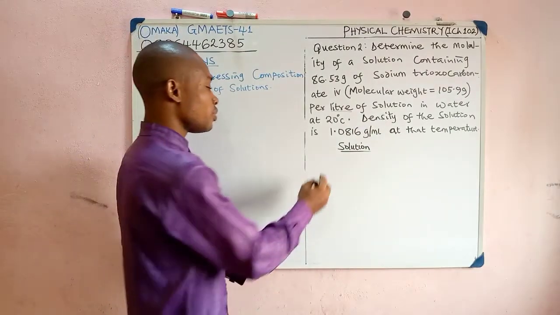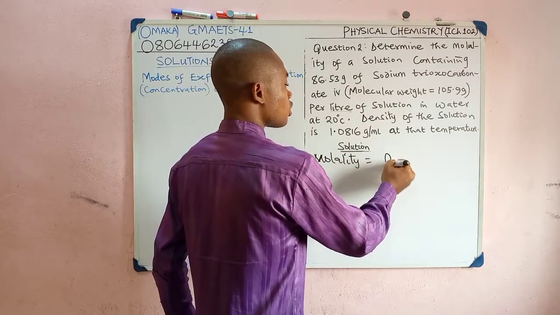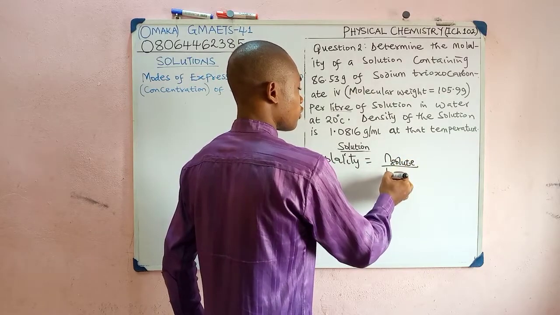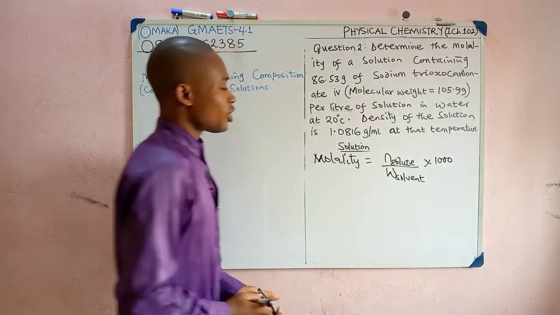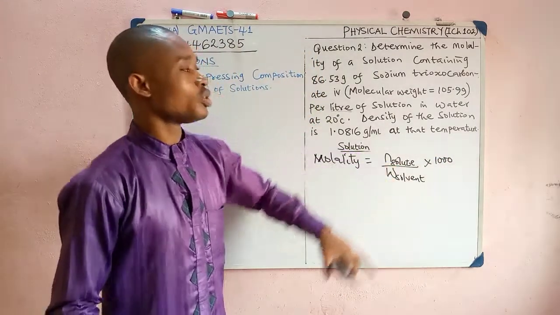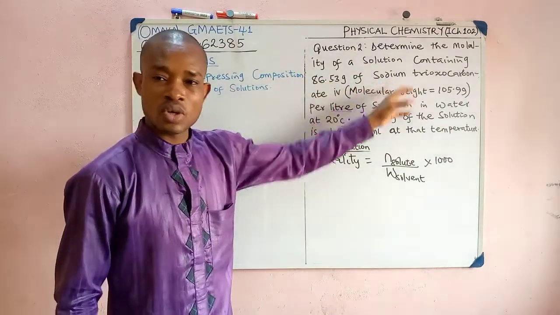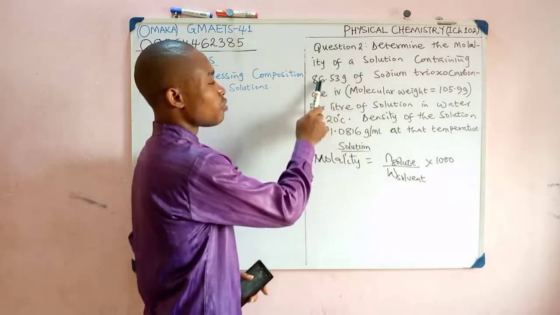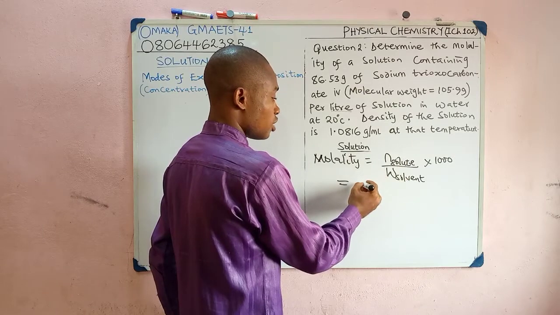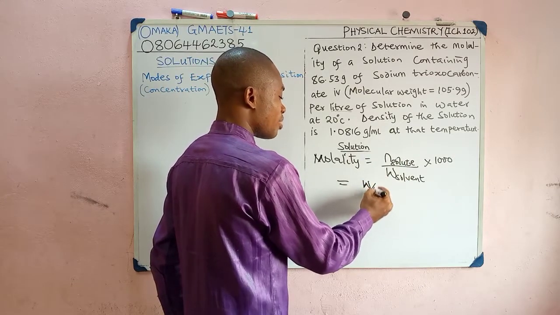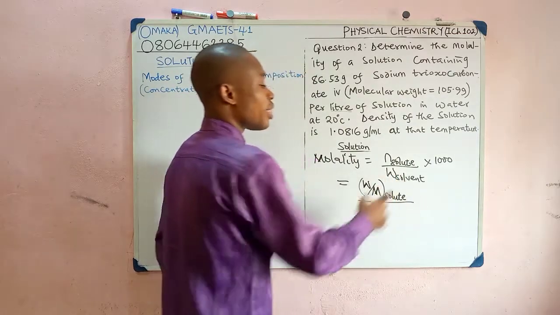Now, how do we solve this problem? You quickly need to recall your molality formula. You would recall that molality is the number of moles of the solute divided by the weight of solvent, then you multiply by 1000. The question now is, how do we get the number of moles of the solute, because it was not given to us in the question? What it gave us is the mass of the solute, sodium carbonate. So we are going to obtain the number of moles from the weight of that solute. Hence, the number of moles of the solute is going to be written as weight of solute divided by molecular weight of the solute. And then divide everything by the weight of solvent.